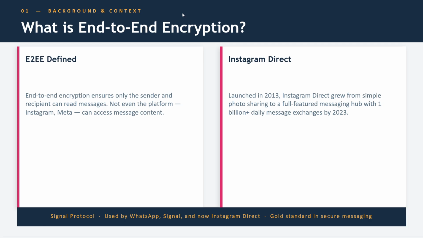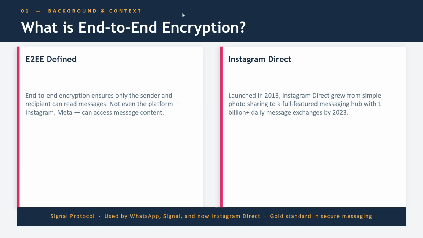So, what is end-to-end encryption, or E2EE? At its core, it means that when you send a message, only you and the person receiving it can read it. Not hackers, not government, and critically, not even Instagram or Meta. The platform acts purely as a courier. It passes an encrypted package it cannot open.